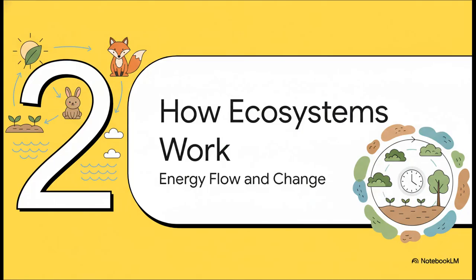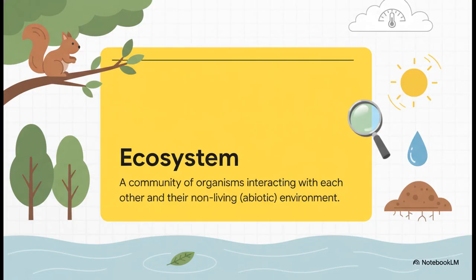All right, we've got our building blocks, organisms, populations, communities. Now let's see how they all click together to create a working system. We're moving up to the ecosystem level now, and we're going to focus on 2 really crucial ideas: how energy moves through the system and how that system deals with big changes. So what exactly is an ecosystem? It's pretty simple, really. It's the community, so all the living or biotic things, plus their non-living or abiotic surroundings.